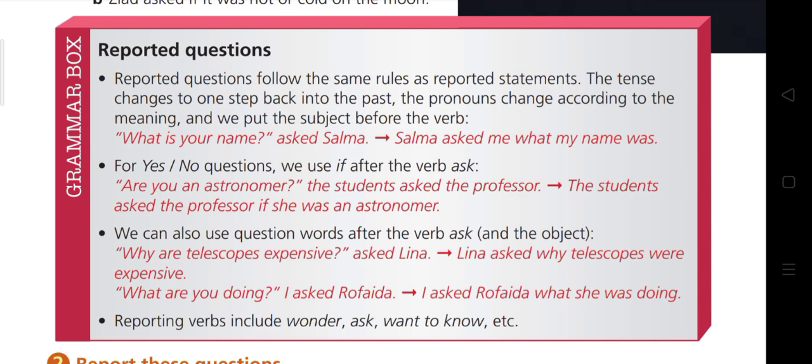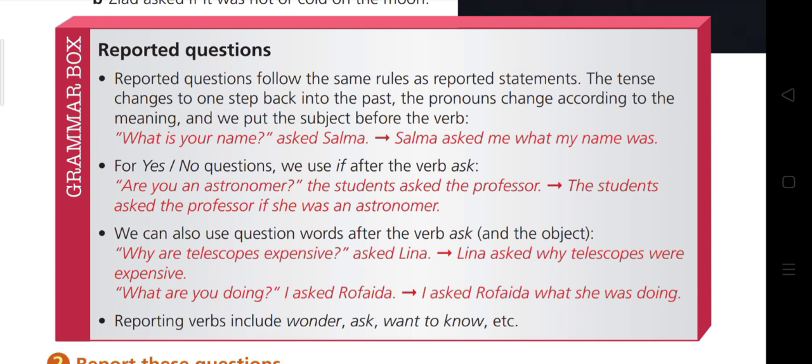Reported questions follow the same rules as reported statements. The tense changes one step back into the past. The pronouns change according to the meaning, and we put the subject before the verb. And this is a very important point, guys. It could be tricky for some students, not because it's difficult, but because you will think that it's a question, and the normal way of a question is, what's your name, for example. So you have the question word what, then the verb, then the subject.